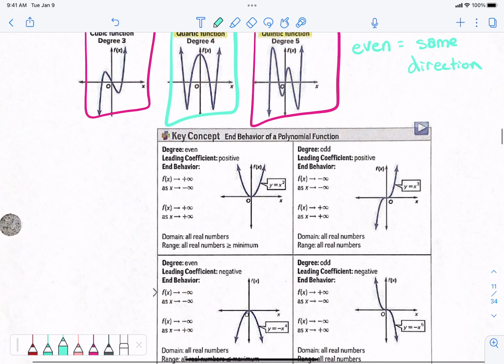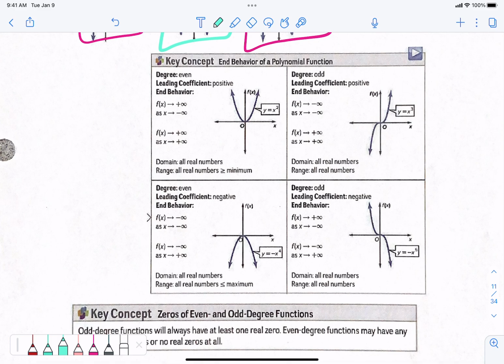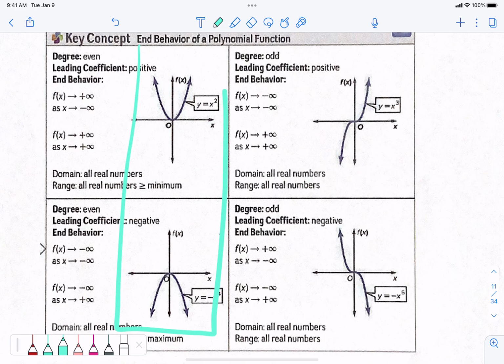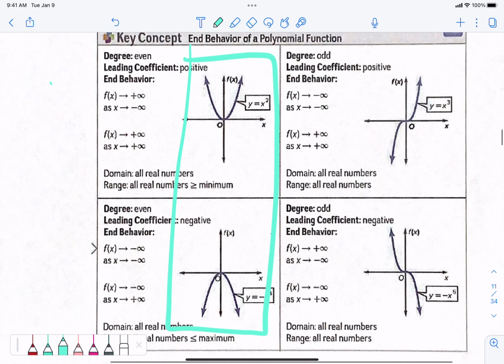Okay, so here, I'm going to go back. Go back to this middle box right here. These two functions are even functions. This function is an even function. This function is an even function.